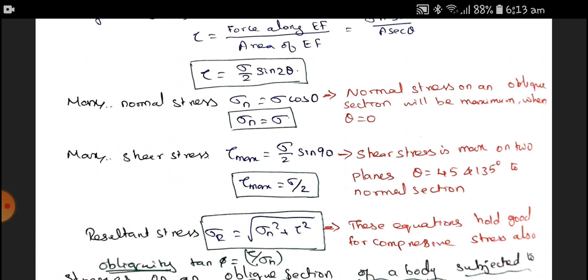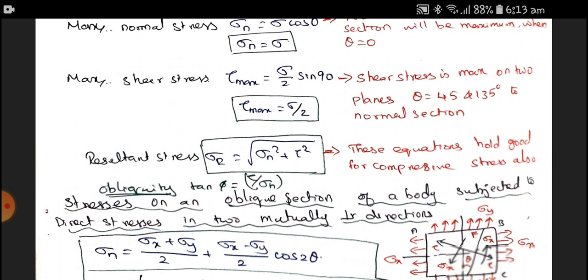The resultant stress sigma r is equal to the square root of normal stress square plus shear stress square. This equation holds good for compressive stress also. And next is the obliquity. Obliquity means the angle at which the resultant stress is acting.